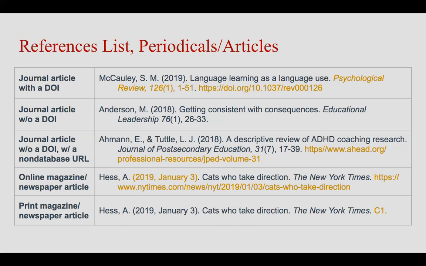And then let's say, for example, you have an online magazine or a newspaper article. This would have the author's last name, comma, first name initial, period. And then in addition to the year of publication, it also has the exact date, month and day. It's got the title of the piece and then the title of the publication in which that piece is found. And then it has the URL that would take you to that piece if you clicked it.